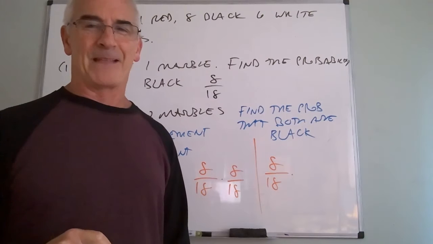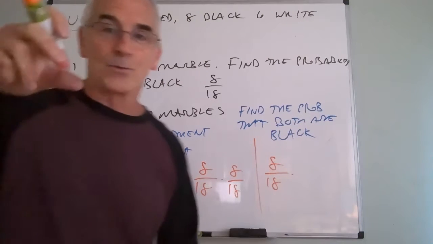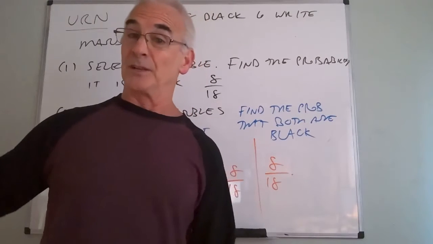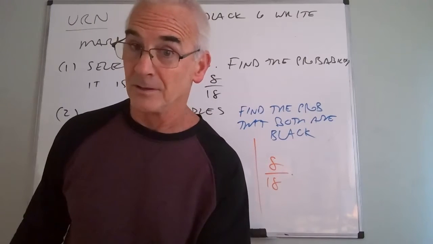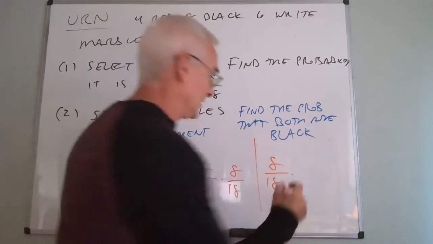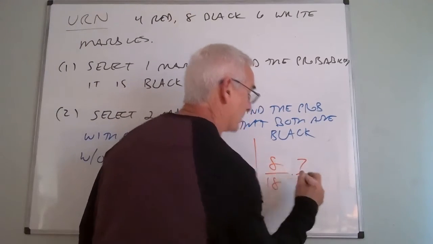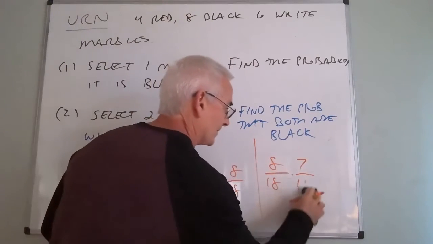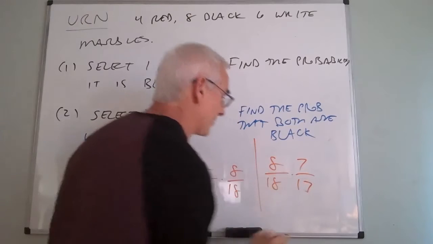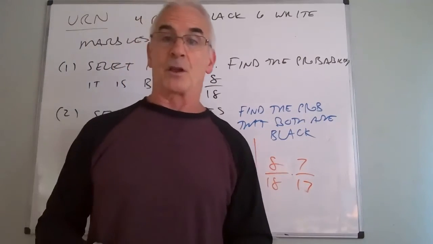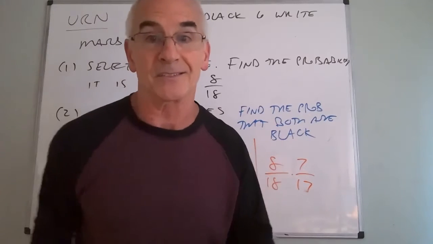7/17. How do we decide? I removed one of them from my sample space. So my sample space now has only 17 marbles, but it only has 7 black marbles because I've already selected. Remember, I'm saying I'm going to select 2 black ones in a row. This starts with 17. This is not the same answer. With replacement, without replacement gives you different answers. Because I've changed the sample space.